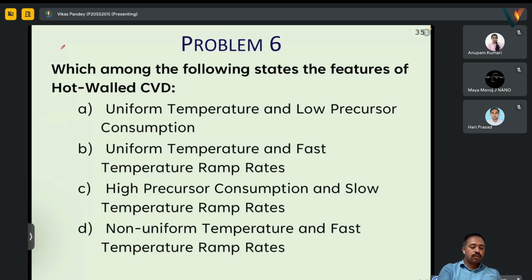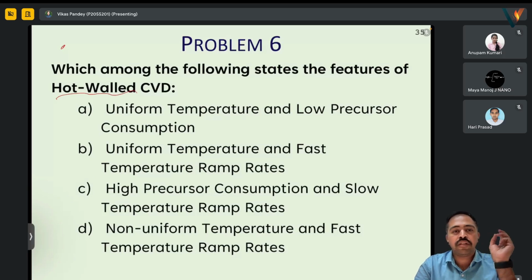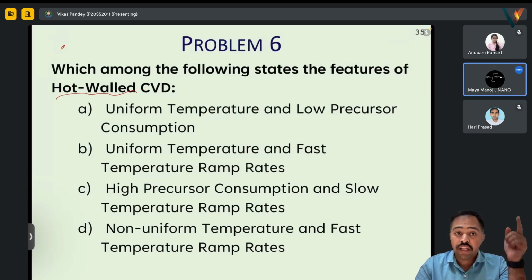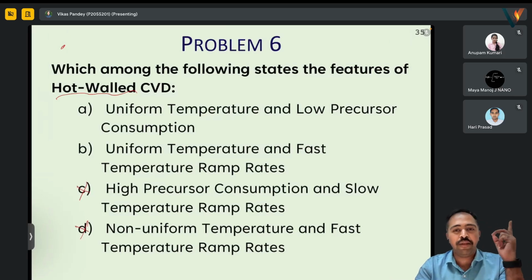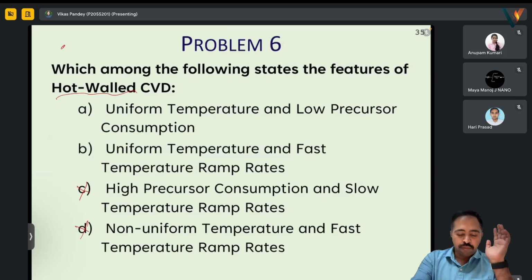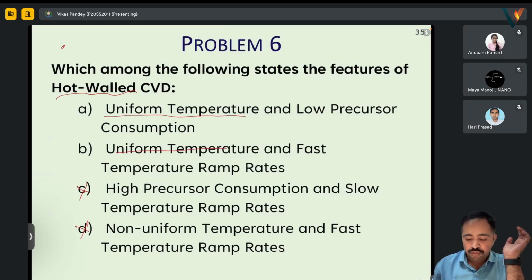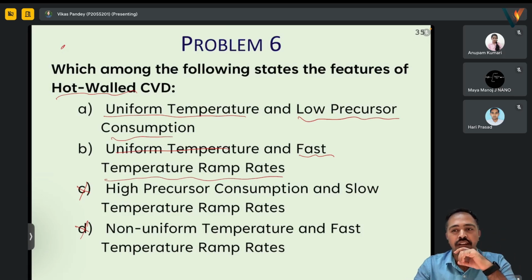When we are talking about hot walled CVD, one thing is sure, it will have a non-uniform temperature or a uniform temperature? A uniform temperature. So anyway, C and D are gone. We have A and B. Now uniform temperature is confirmed, right? Now there is low precursor consumption or fast temperature ramp rates. Which of these is correct?